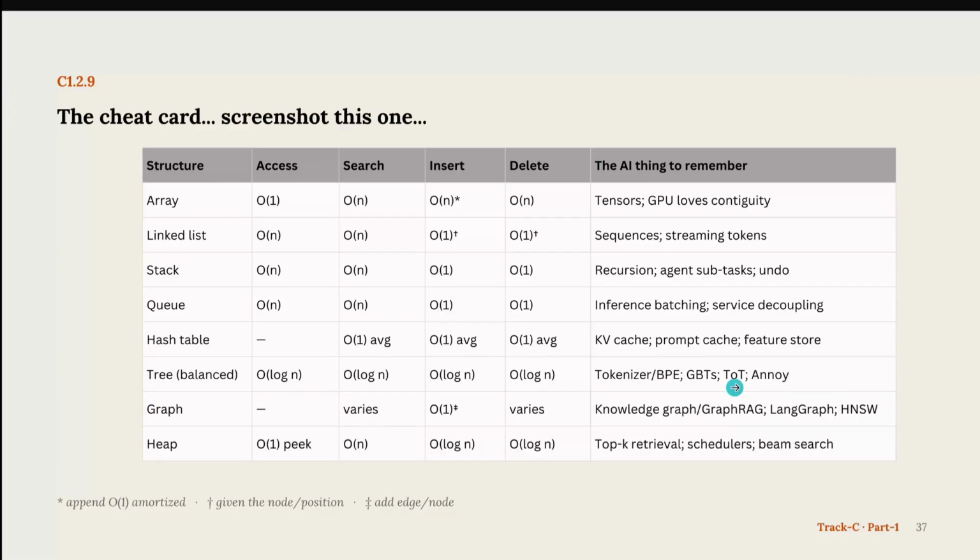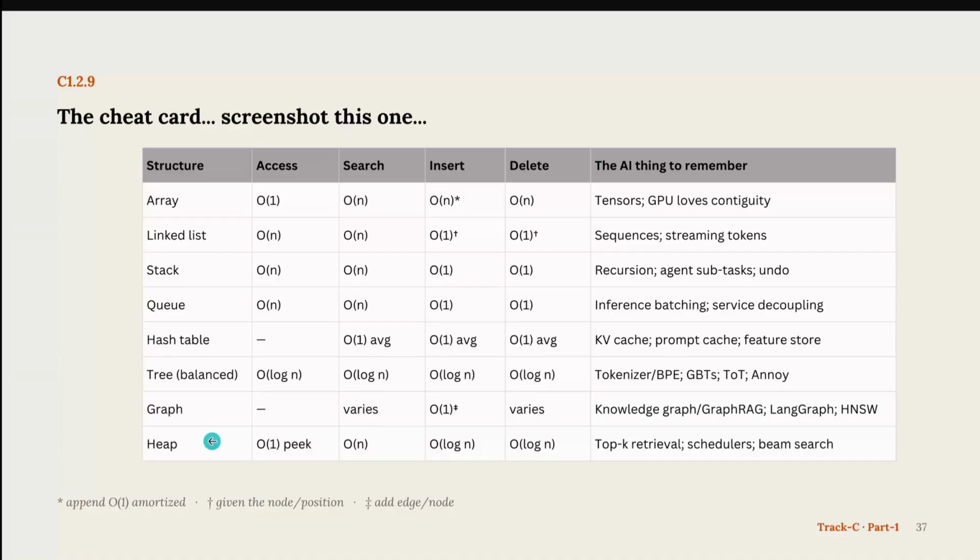Then we looked at graphs. It varies for access and search, but the order of insert is 1, given that you know the edge or the node. And delete varies because again you'll have to traverse, depending on the kind of framework that you have used. So knowledge graphs, graph RAGs, LangGraphs, and HNSWs are all using graphs. All your vector databases use graphs for RAG.